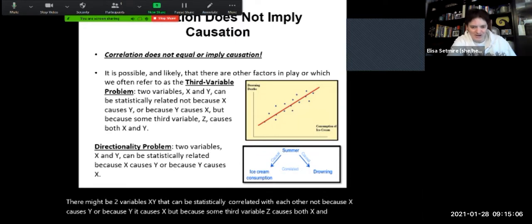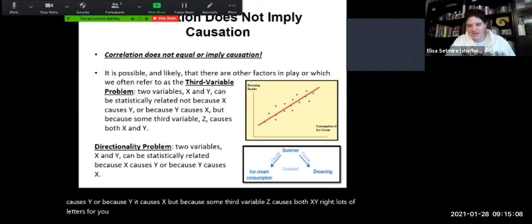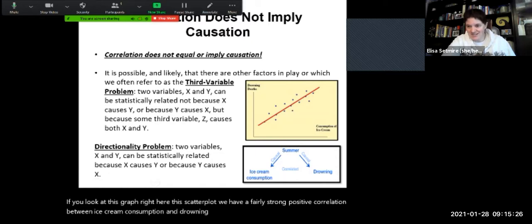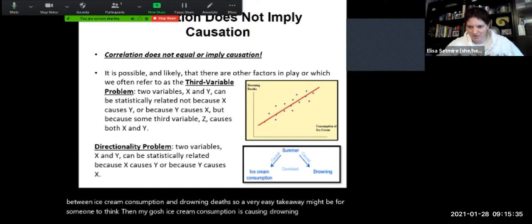Lots of letters for you there. So let me give you an example. And this is a very commonly used example, and I like this example as well. If you look at this graph right here, this scatter plot, we have a fairly strong positive correlation between ice cream consumption and drowning deaths. So a very easy takeaway might be for someone to think that, oh my gosh, ice cream consumption is causing drowning, when of course that's probably not the case.